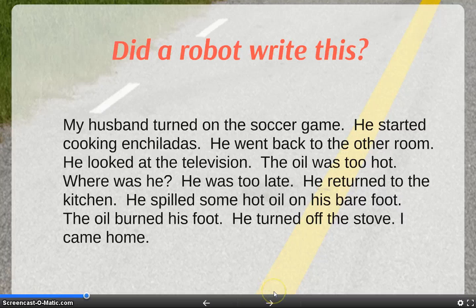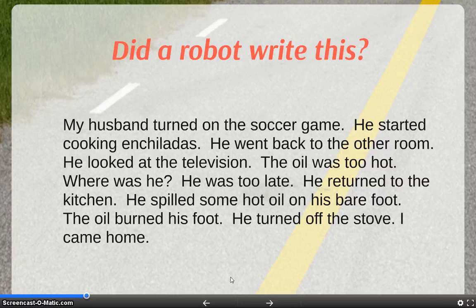My husband turned on the soccer game. He started cooking enchiladas. He went back to the other room. He looked at the television. The oil was too hot. Where was he? He was too late. He returned to the kitchen. He spilled some hot oil on his bare foot. The oil burned his foot. He turned off the stove. I came home.